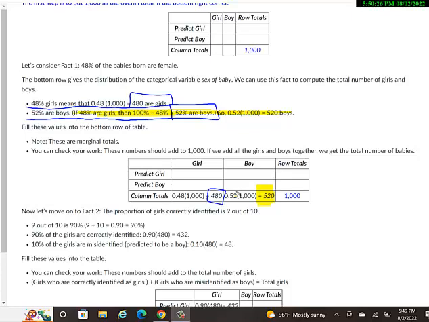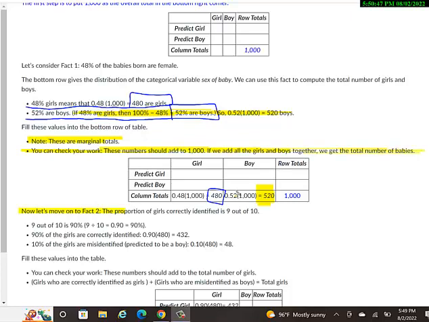These are marginal totals, as it says here, because this has nothing to do with the explanatory variable, whether it was predicted to be a girl or a boy. We haven't even talked about predictions yet. You can check your work. These numbers should add to 1,000. 480 and 520. If we add all the girls and boys together, we get the total number of babies.